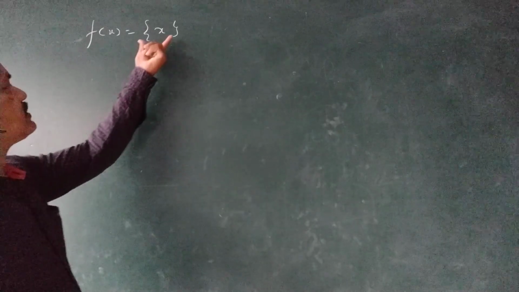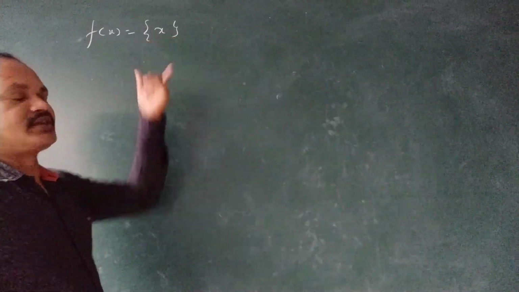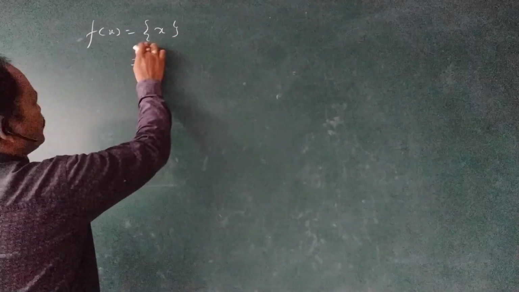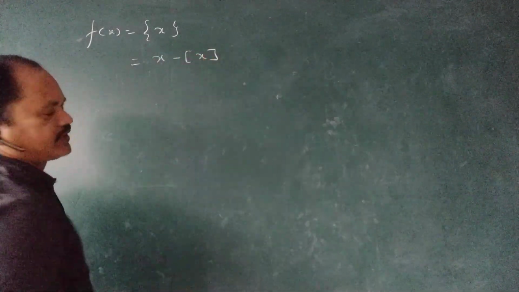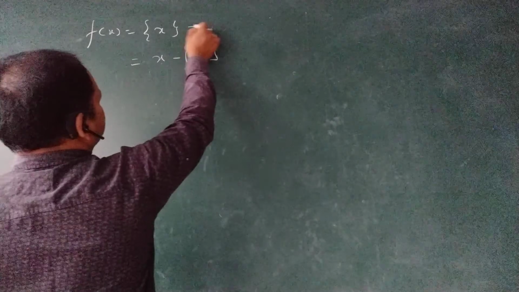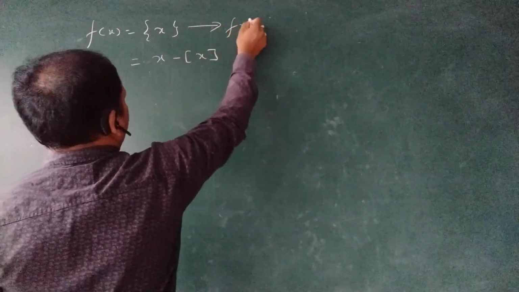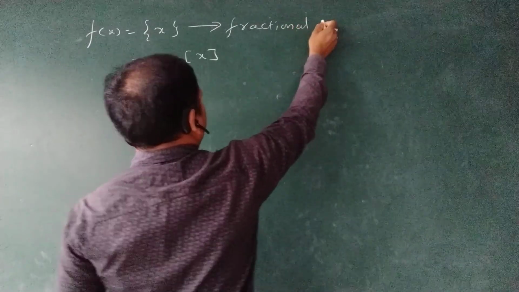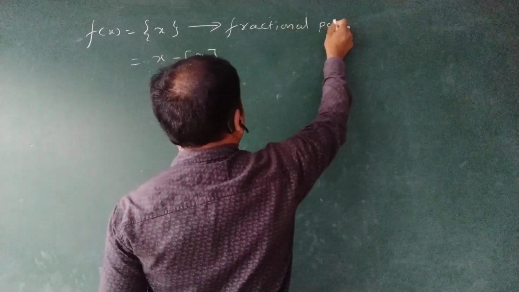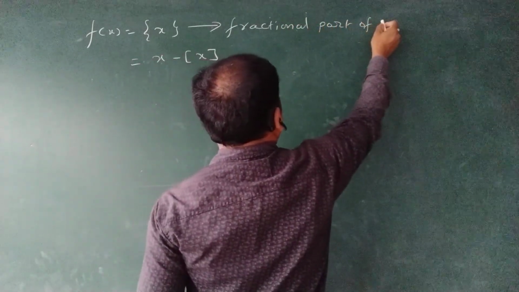So this is the symbolic notation of the fractional part of x. So the fractional part of x is nothing but x minus the integral part of x. So this is called the fractional part of x.